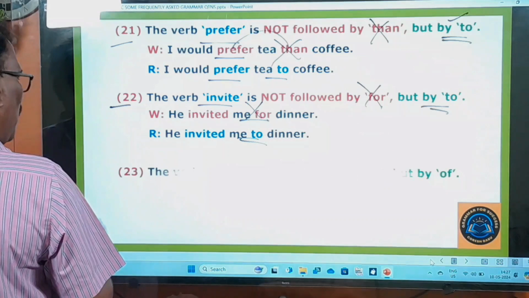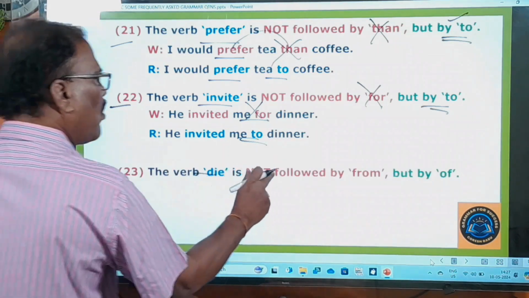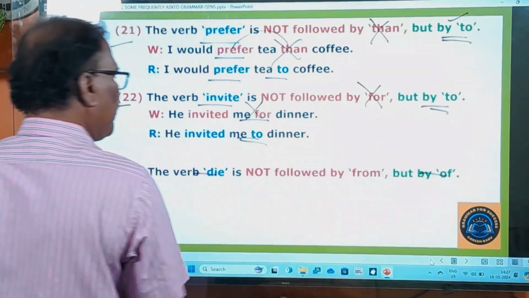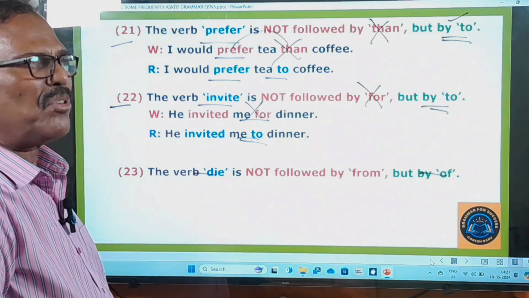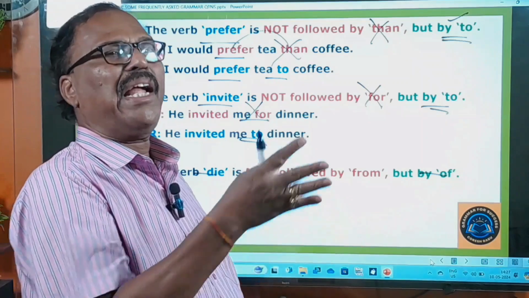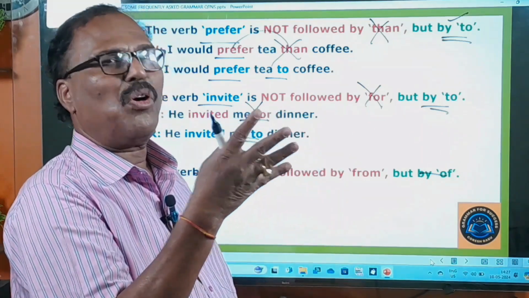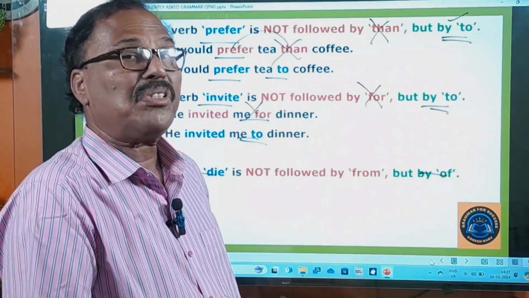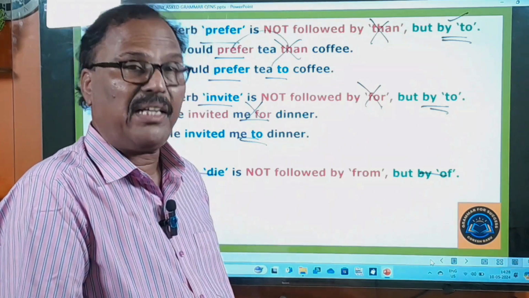That's correct. And the 23rd rule is there, the verb die is not followed by from but of. Die, chanipovu, from. Most of the people say he died from cancer. No, he died from AIDS, he died from COVID-19. Don't use the preposition from after die.